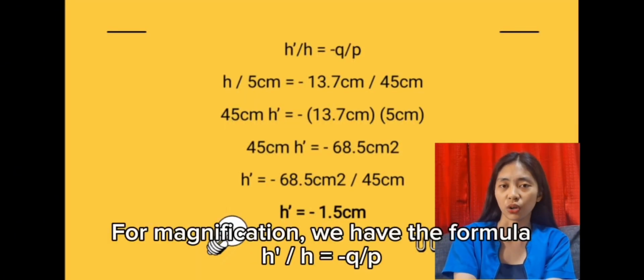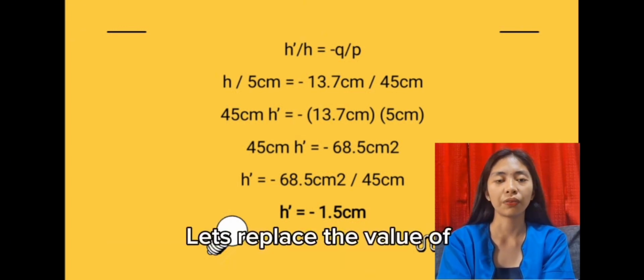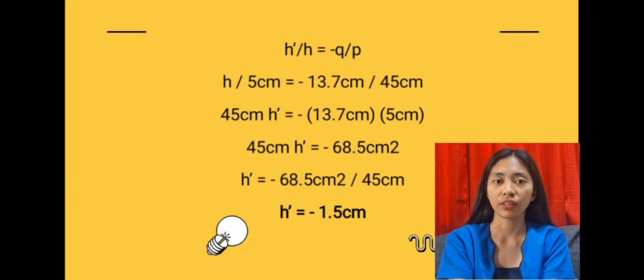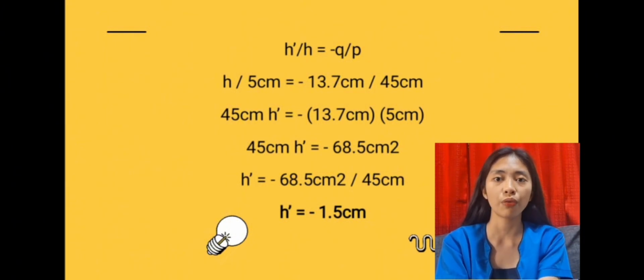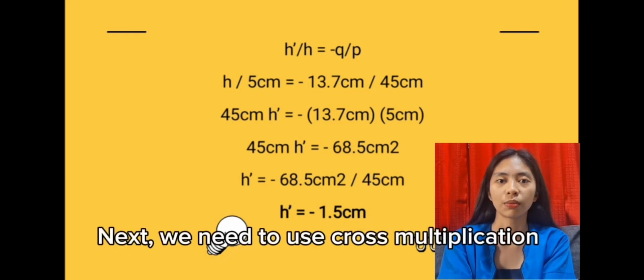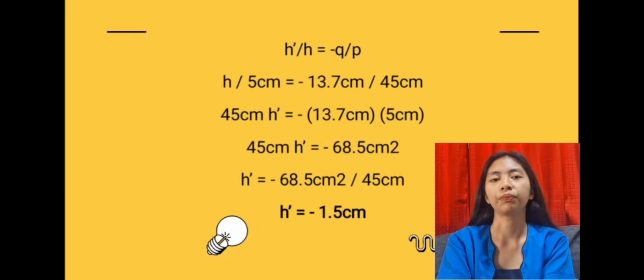For magnification, we have the formula H apostrophe over H is equal to negative Q over P. Let's replace the values of H, Q, and P. So we have here now H apostrophe over 5 cm is equal to negative 13.7 cm over 45 cm. Next, we need to use cross multiplication. So we have here now.